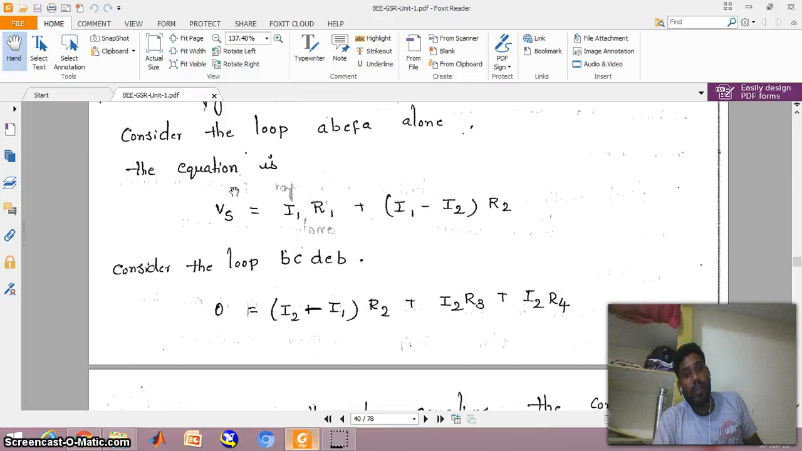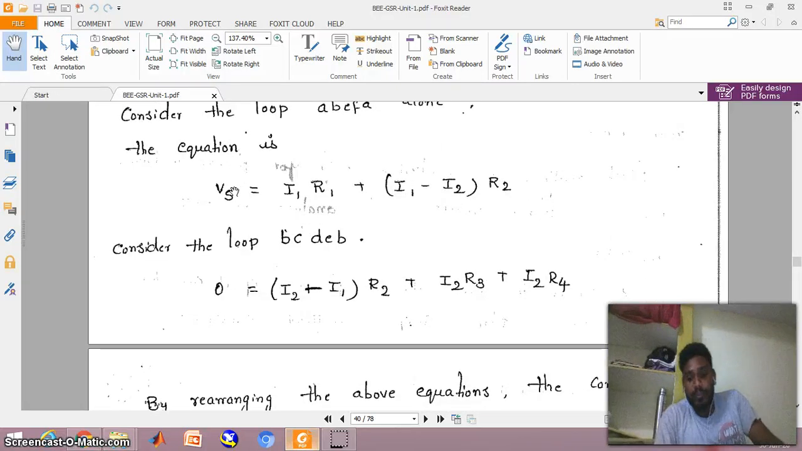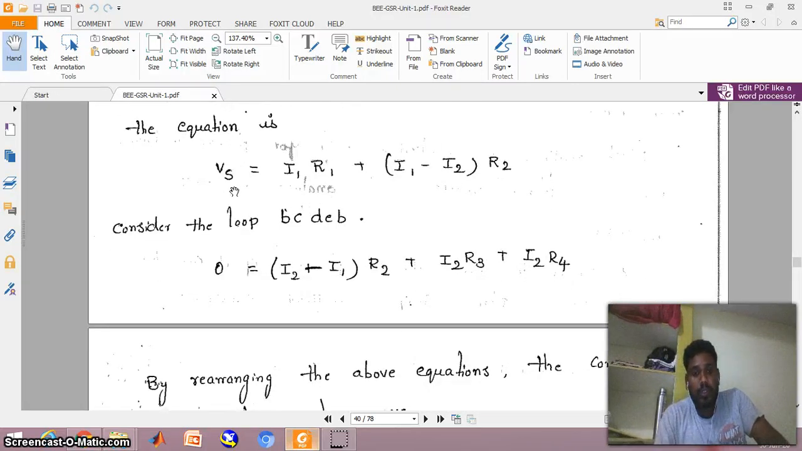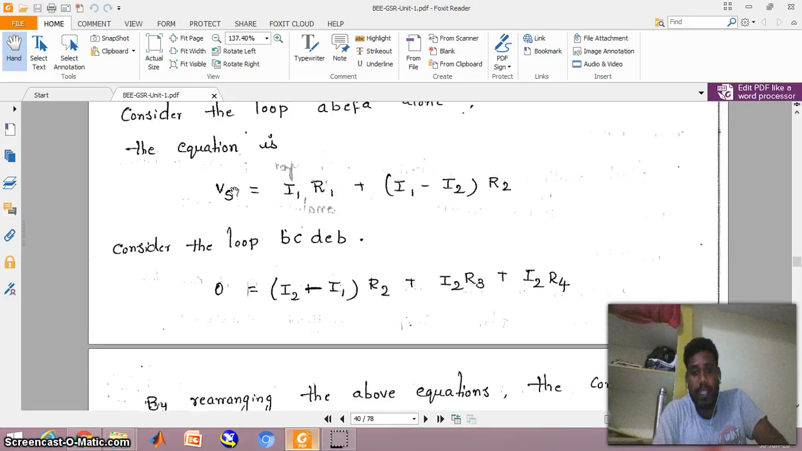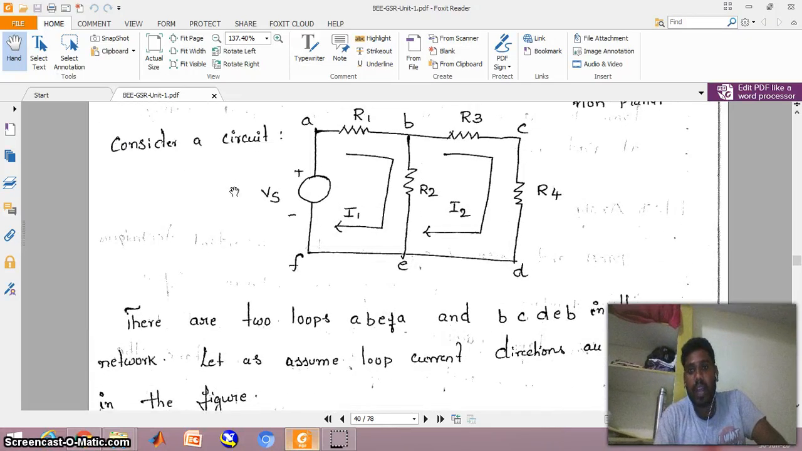Next, loop 2 is B, C, D, E, B. In loop 2, no voltage source is there, so the sum of source voltages is 0. So 0 is equal to the sum of voltage drops. Three elements are there: R2, R3, R4. The voltage across R2 is current through R2 into the R2 resistance value. The current through R2 is I2 minus I1, because the loop direction and net current direction are both similar. So the voltage drop across R2 is (I2 minus I1) into R2.